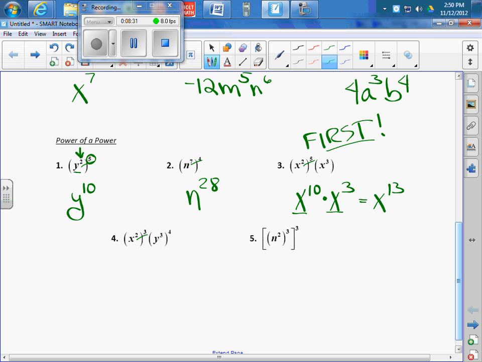Multiply these two exponents. 2 times 3 is 6. So I'm going to have x to the 6th. We're going to multiply these two exponents together and get y to the 12th. Answer, x to the 6th, y to the 12th.